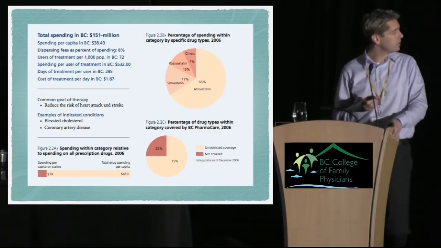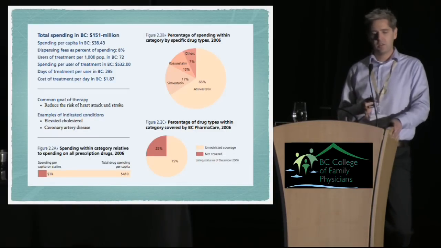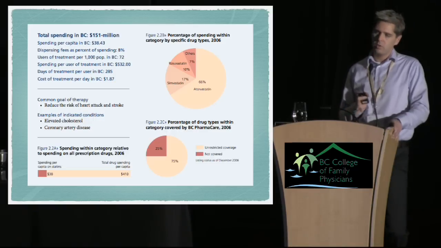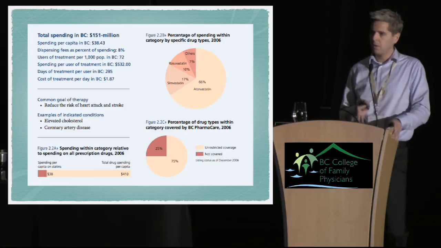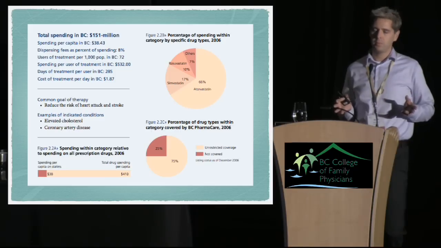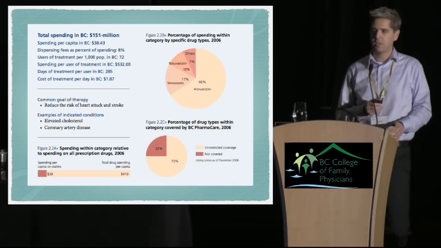This is going to be a little bit hard to see, but this is data from 2006. It's BC provincial government data, and talks a little bit about what we spend in BC on dyslipidemia therapy, statins in particular. So in 2006, we spent $151 million in BC on statins. That's $38.43 per capita, every man, woman, child in the province. Pretty high numbers. When you look at the whole population, take 1,000 British Columbians, 72 per 1,000, or 7.2%, are on statins. So pretty utilized drug.